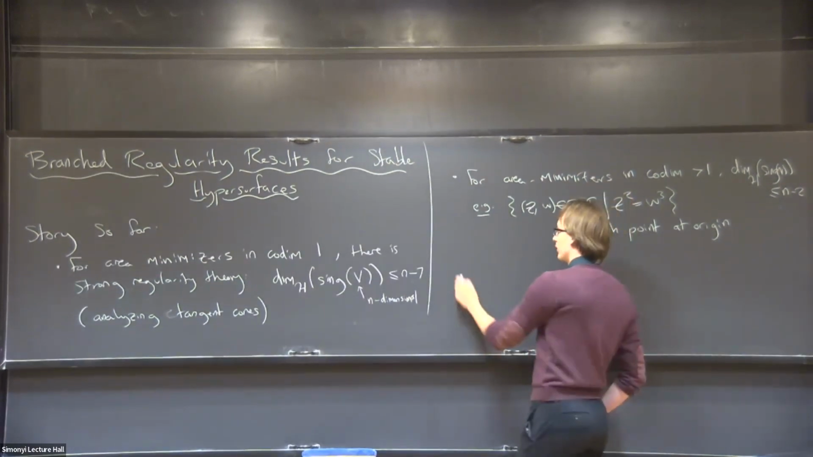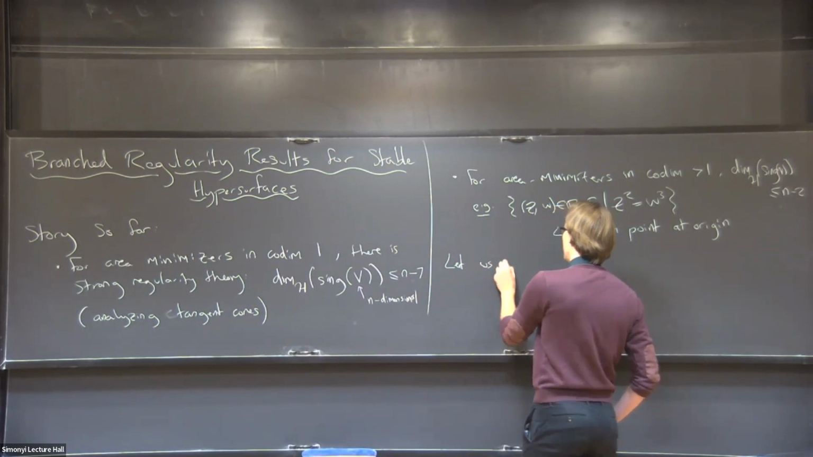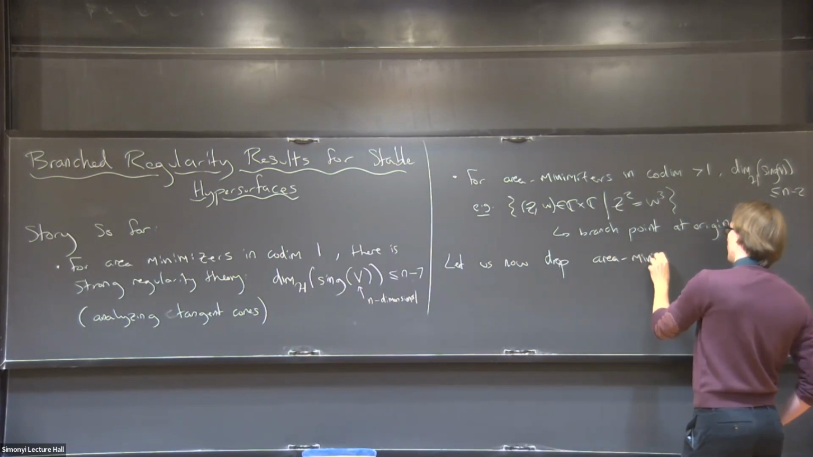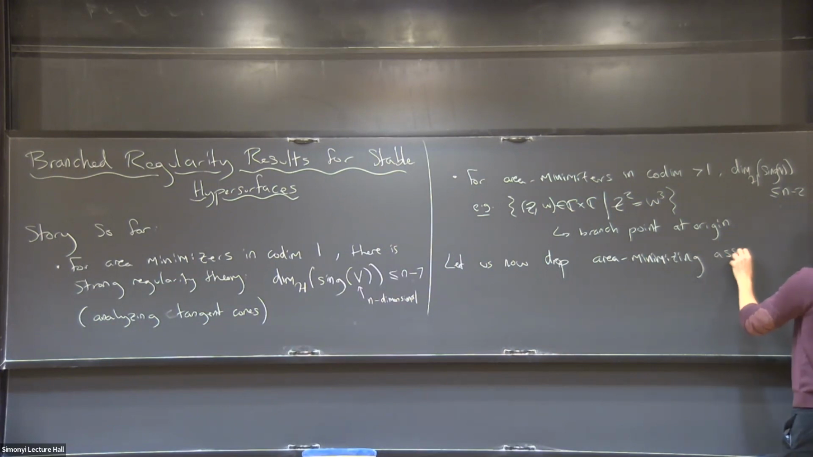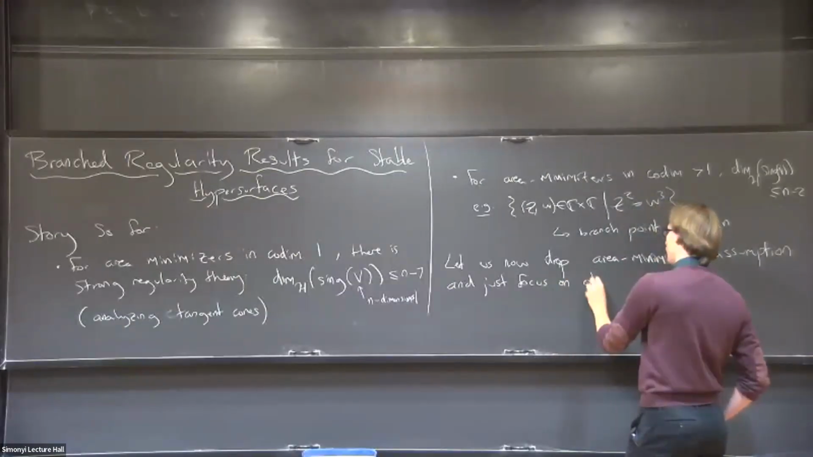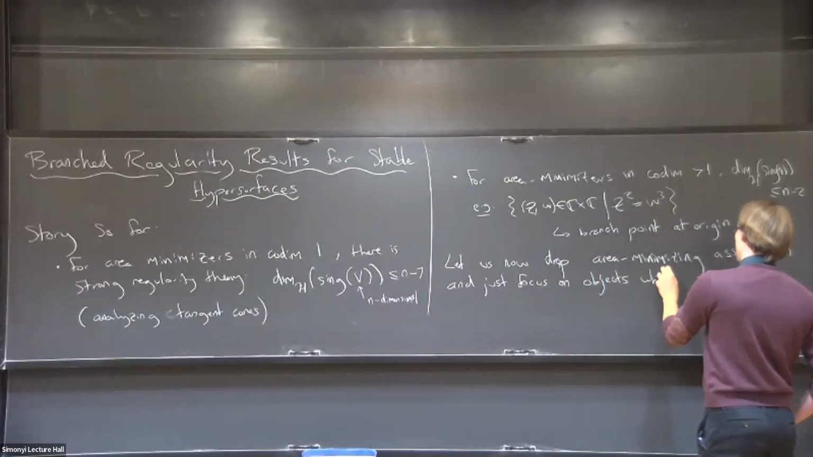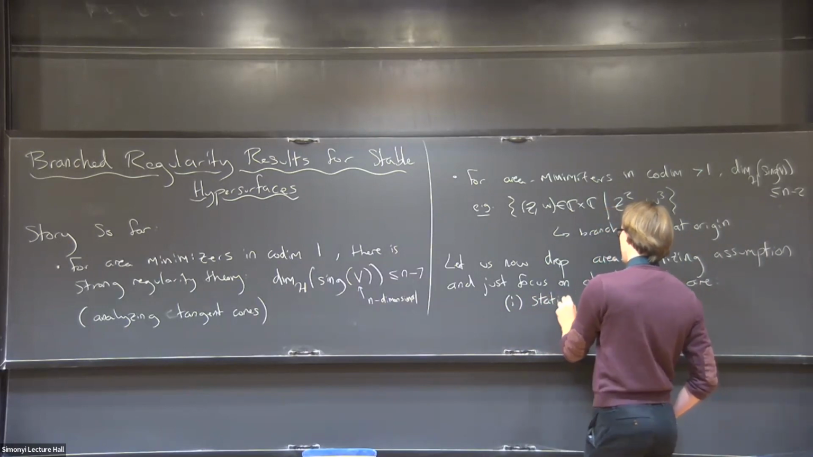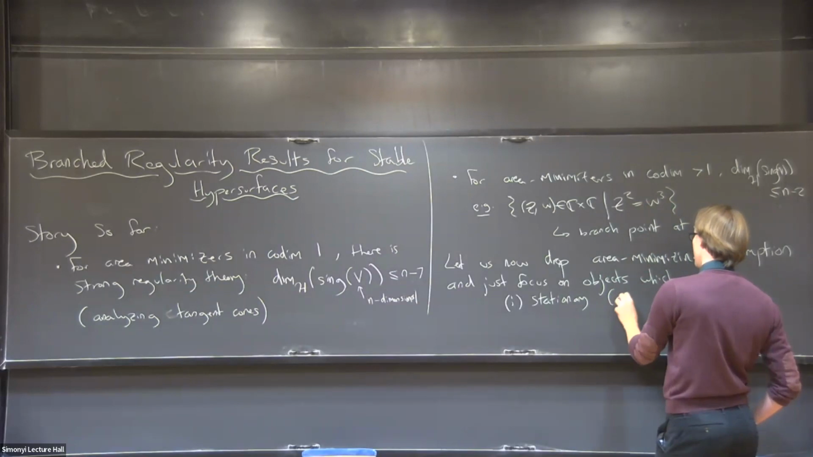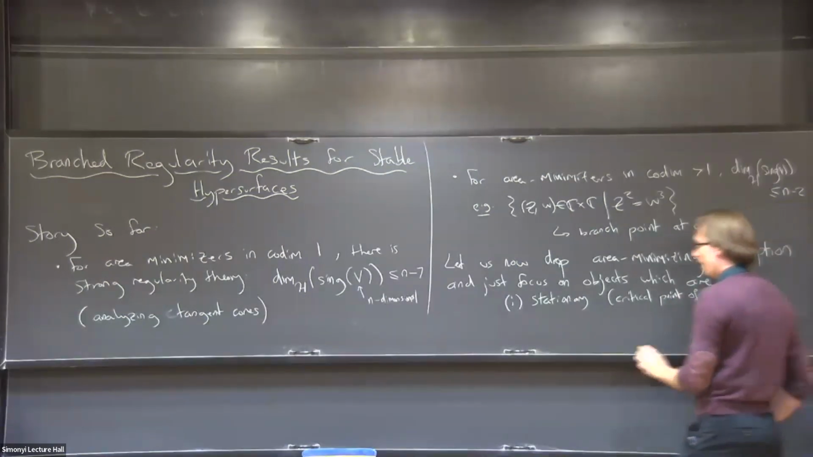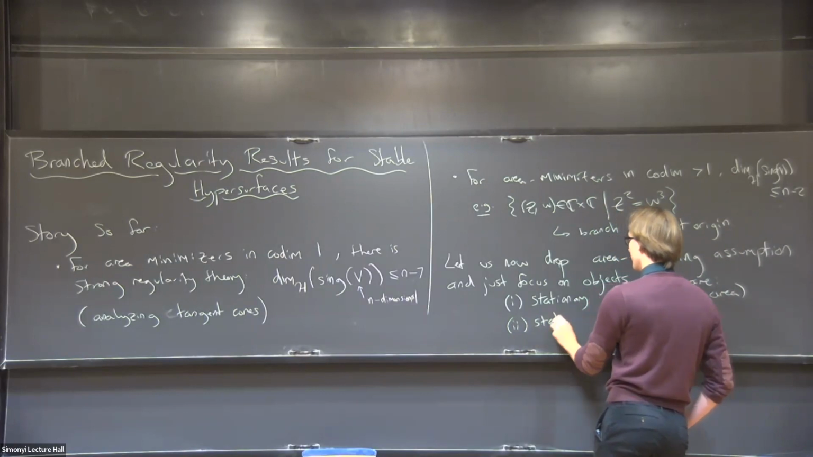So let's now drop the area minimizing assumption, and just focus on objects which are stationary for the area functional, so a critical point, and there's non-negative second variation.